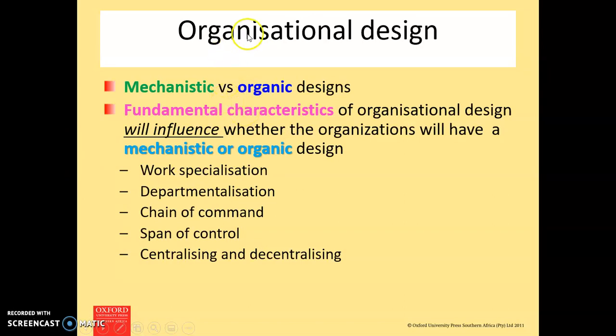So in organizations, there are different types of organization. We can differentiate between the mechanistic type versus the organic style of design. The fundamental characteristics of any organizational design will influence whether the organization will have a mechanistic or organic design. These fundamental characteristics are referring to work specialization, departmentalization, chain of command, span of control, and centralization or decentralization. So these characteristics will determine whether the organization belongs to mechanistic or organic.